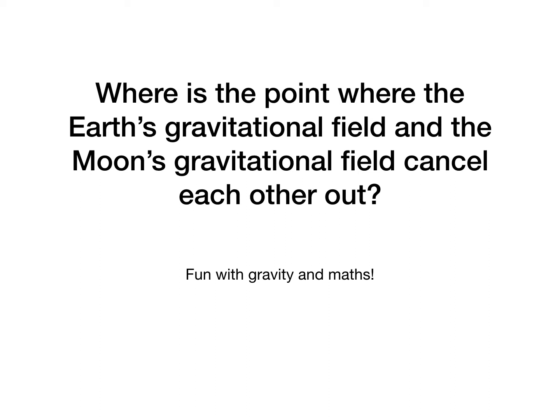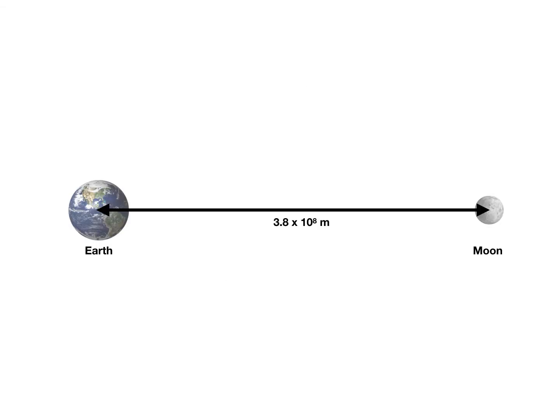All right, here is my worked solution to the problem that asks where the Earth's gravitational field and the Moon's gravitational field will cancel each other out. So let's take a look. The first thing I've done here is just set up a diagram showing the Earth on the left, the Moon on the right, and the distance between the Earth and the Moon shown there.